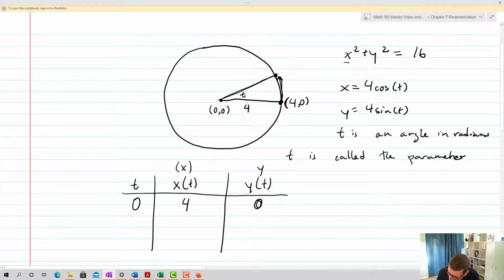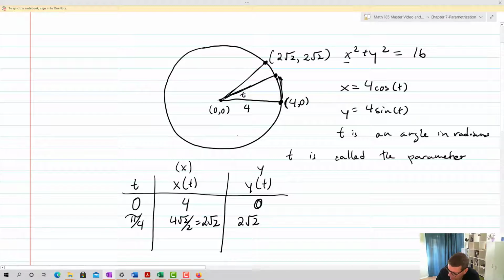Let's say now we use t equals pi over 4. Now we get 4 times root 2 over 2, which is 2 root 2, and for y of t we also get 2 root 2. If we imagine a 45-degree angle right here, we're at the point (2 root 2, 2 root 2), and our value for t is 45 degrees. So in the most basic way, that's how parametrization works.